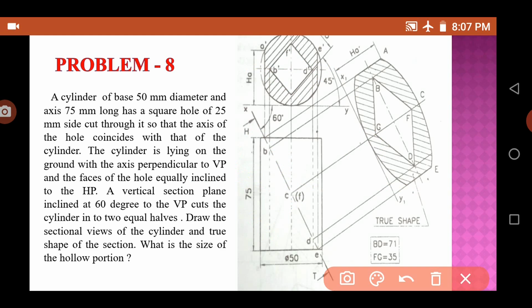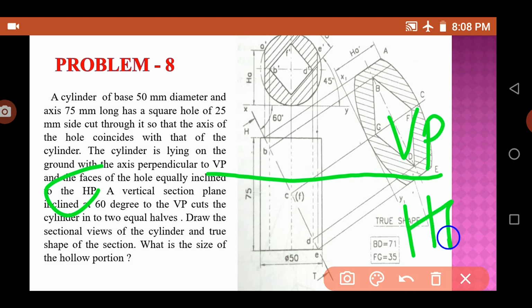So when the hole is there, it has this shape. Sorry, it is equally inclined to HP. When you have VP here and HP here, and you look from this side, you can see that there is an axis.